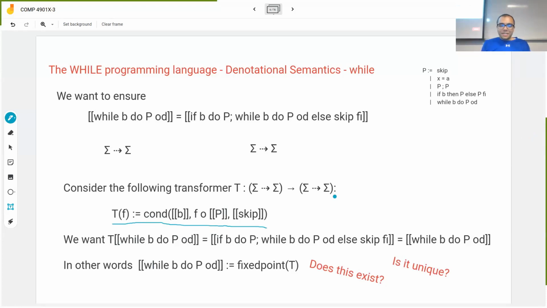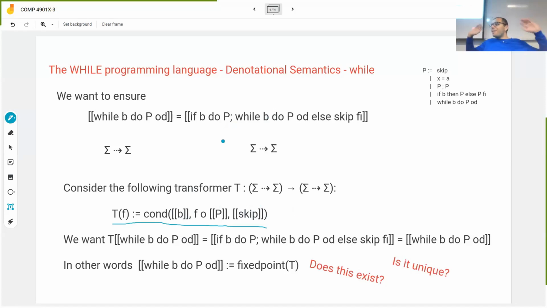Okay, so first of all, this B here is hard-coded. And why am I hard-coding B? Because I know how to compute the meaning of B. So I don't want to care about that. I don't want to have that as a parameter. So I'm just going to hard-code the meaning of B. And the meaning of skip also is something hard-coded that I already know. And similarly for P.